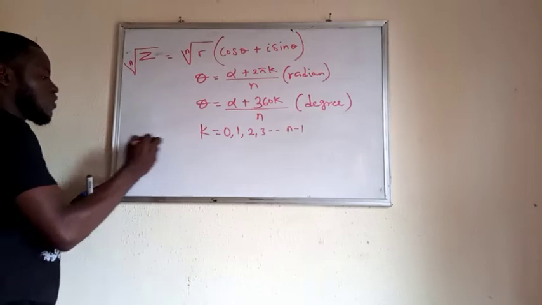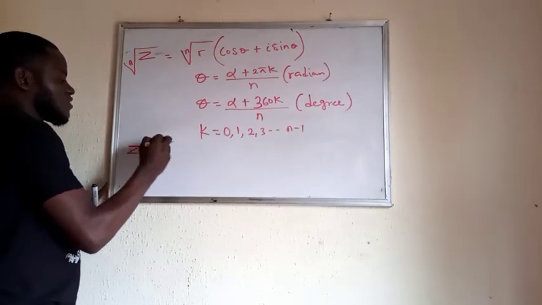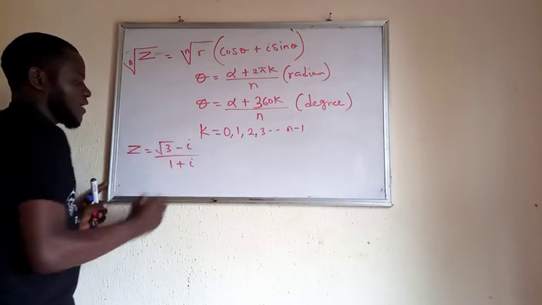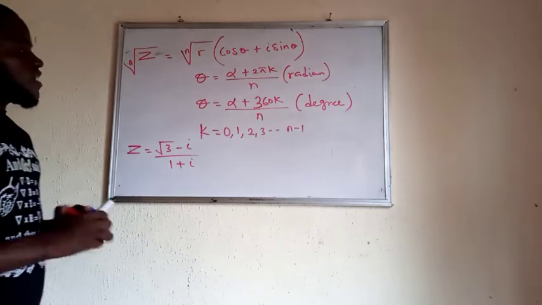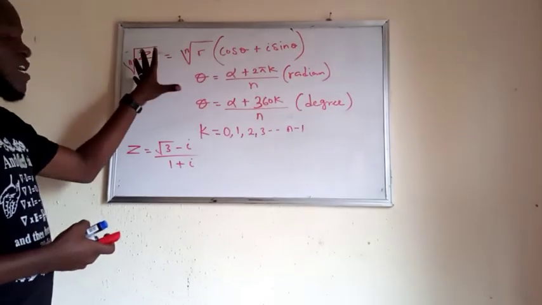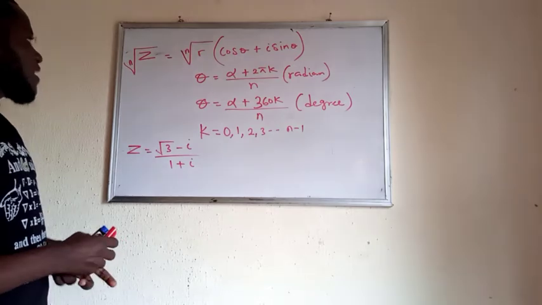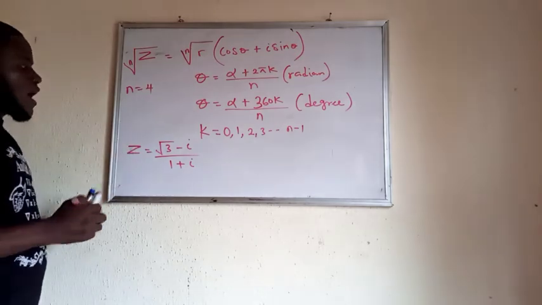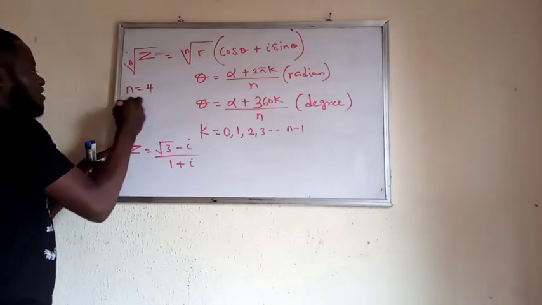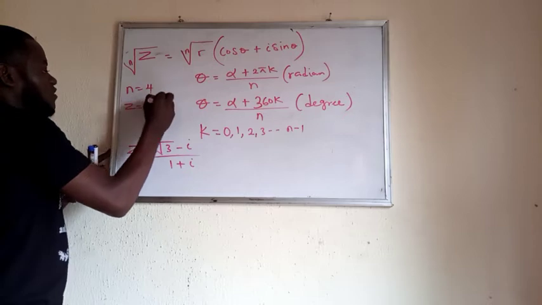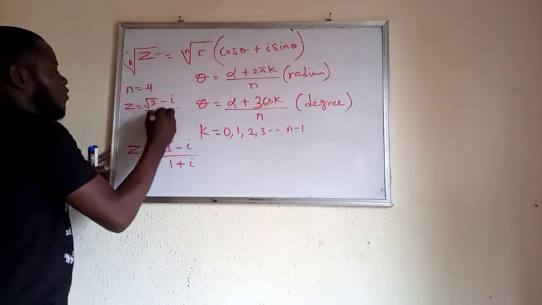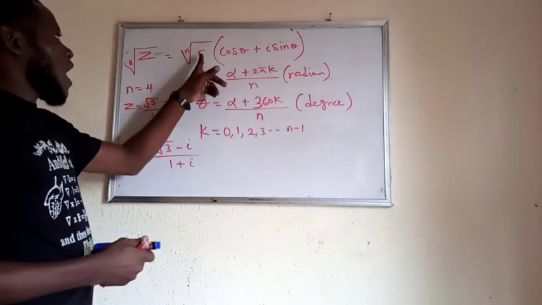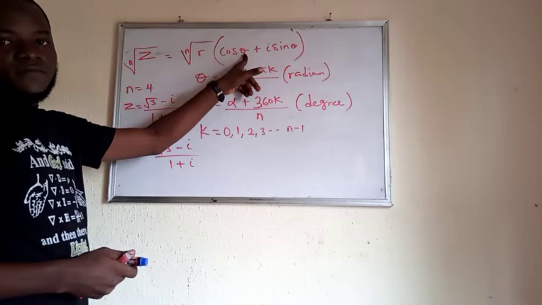Now, we are given that the complex number z is (the square root of 3 minus i) divided by (1 plus i). We need to determine the values of all the unknowns here. Remember, we are looking for the fourth root, so automatically our n is going to be 4. We have our n to be 4, and we have our z, the complex number, root 3 minus i divided by 1 plus i. We are yet to know the value of r and the value of theta.